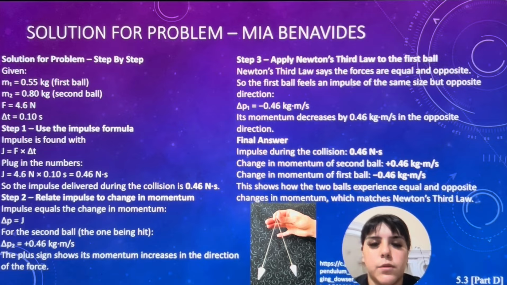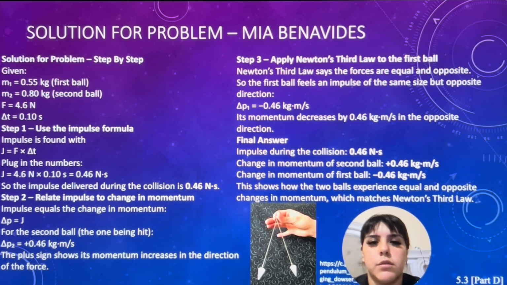Step 1 is the impulse formula. Impulse equals force times delta T. Using the numbers, 4.6 newtons times 0.10 seconds gives an impulse of 0.46 newton seconds. Step 2 relates impulse to momentum. Since delta P equals impulse, the change in momentum for the second ball is positive 0.46 kilogram meters per second. This means momentum increases in the direction of the force.